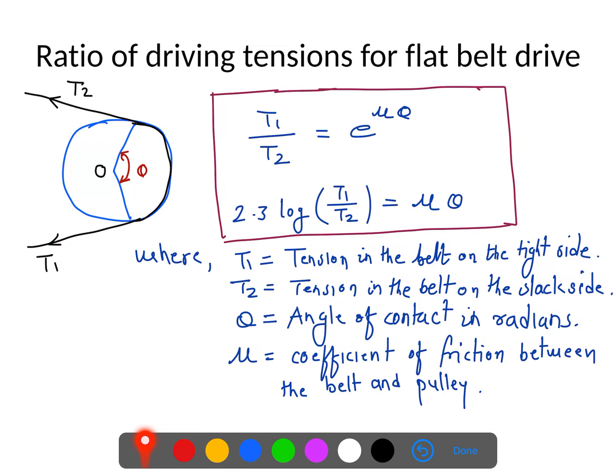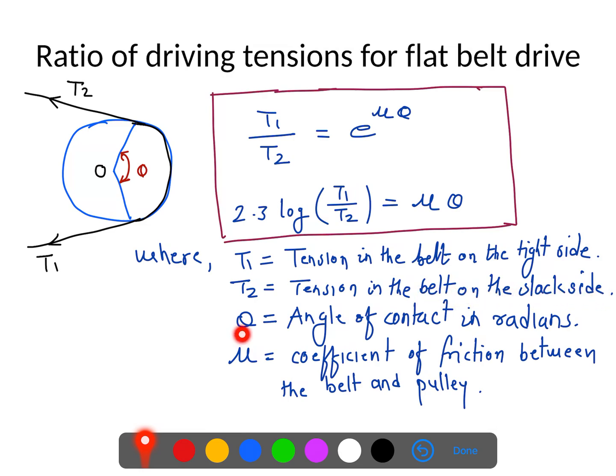So the expression for the ratio of the driving tensions, where T1 and T2 are the driving tensions, is T1 by T2 equal to e to the power mu theta, or in terms of log to the base 10, this expression is given as 2.3 log to the base 10 of T1 by T2 is equal to mu theta. Okay, where T1 is the tension in the belt on the tight side, and T2 is the tension in the belt on the slack side.